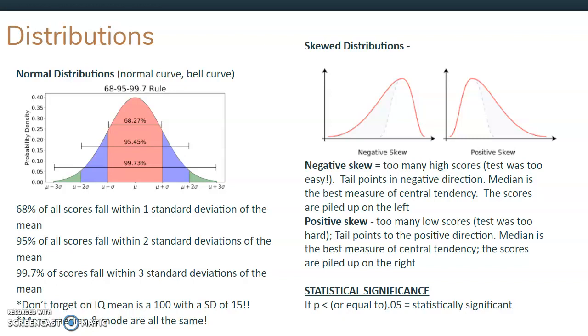Don't forget statistical significance. If your p-value is less than or equal to 0.05, which is 5%, then your results are statistically significant, so they can be generalized back to the population. If your p-value is greater than 0.05 or greater than 5%, then your results are not statistically significant and you cannot generalize with them.